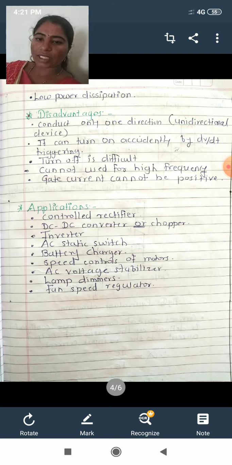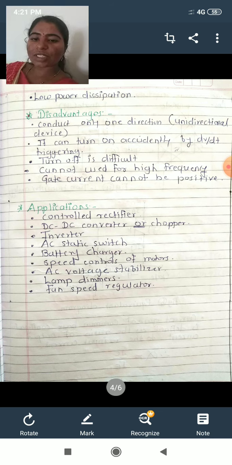Next are the applications. The first application is that it is used as a controlled rectifier. Rectifier means when we have to design DC circuitry, for that purpose it acts as a rectifier. Next is DC to DC converter, which is also called a chopper. Next is inverter, meaning when we have to convert AC into DC and again DC into AC, at that time the inverter is also used.